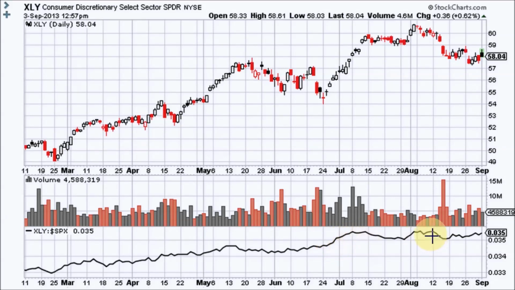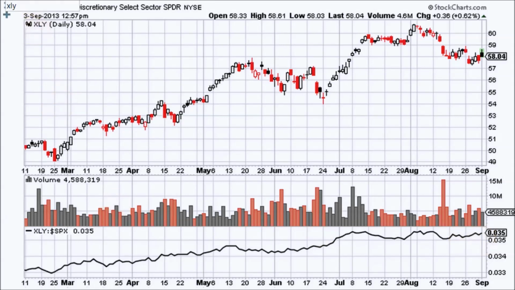Okay, now the highs, right here, the high's a little bit higher than back here, and it looks like it's trying to break out to new highs above resistance here. And if it does that, that means that XLY will be outperforming the S&P 500 by quite a bit.